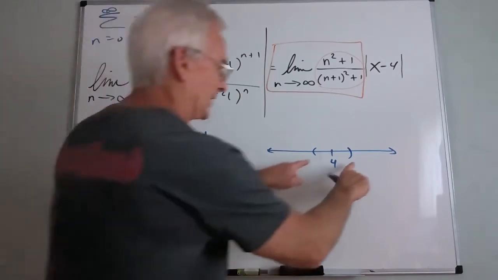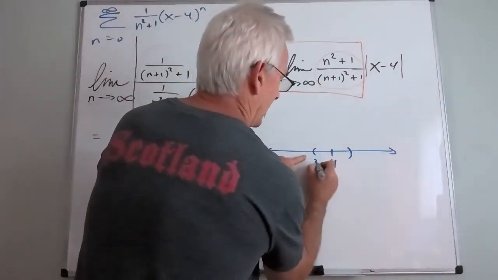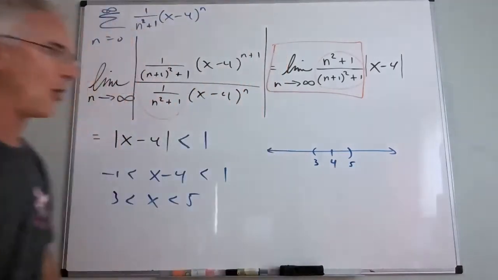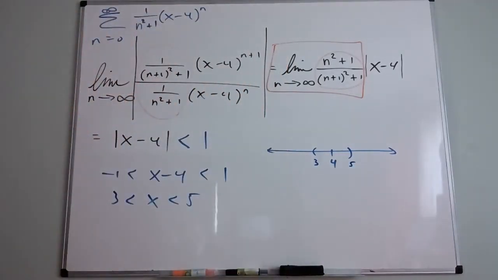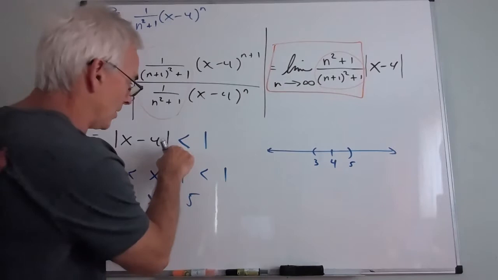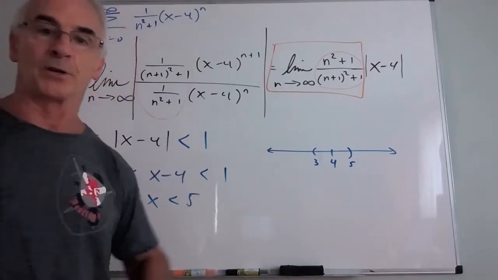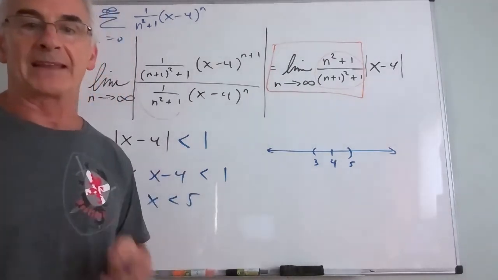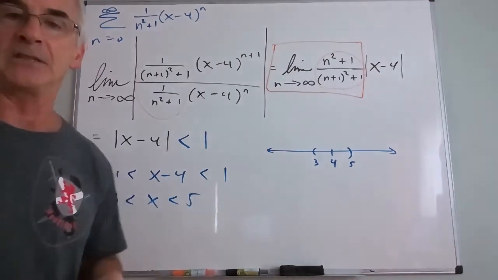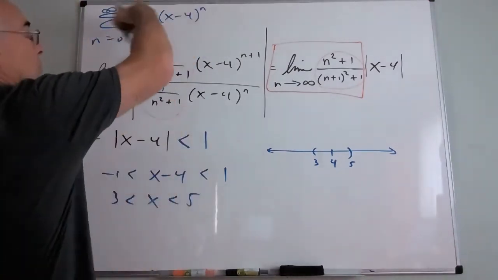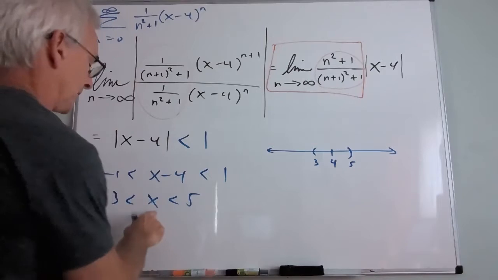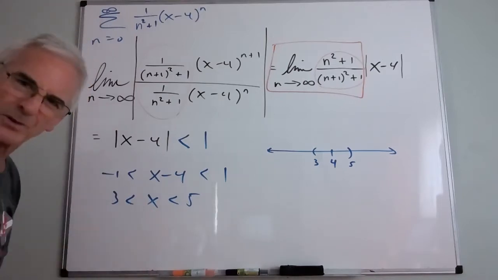Now going back to my picture, doesn't that make sense? Yeah. All the numbers between 3 and 5 are within 1 unit of 4. Now you notice that is an open interval, isn't it? Because that inequality is strict. That's an open interval. So right now we have guaranteed that this quantity will converge for all real numbers between 3 and 5. That's not a very big interval, by the way.